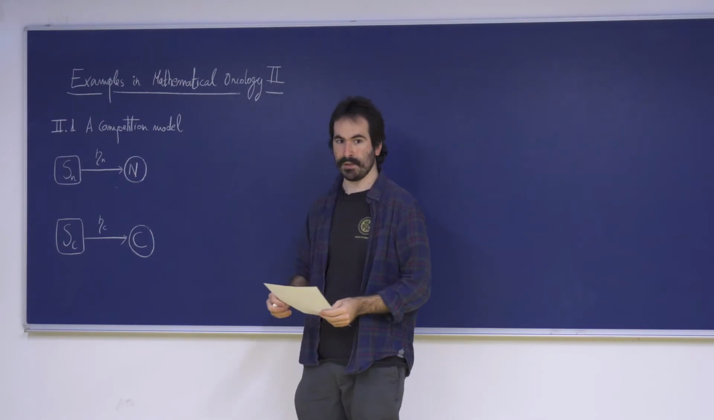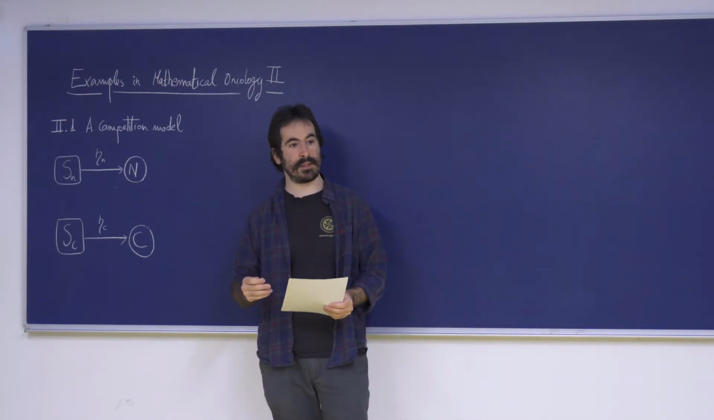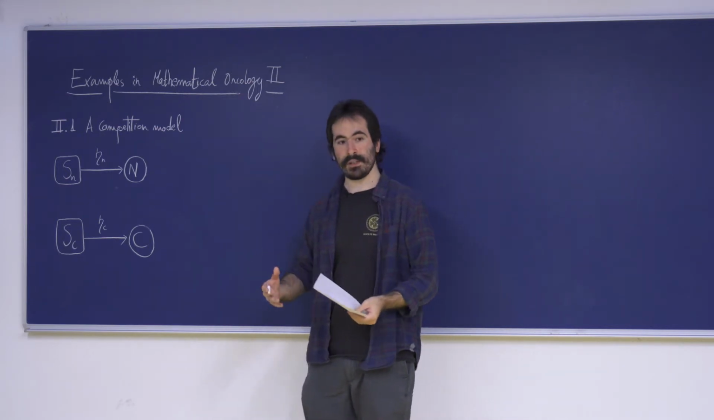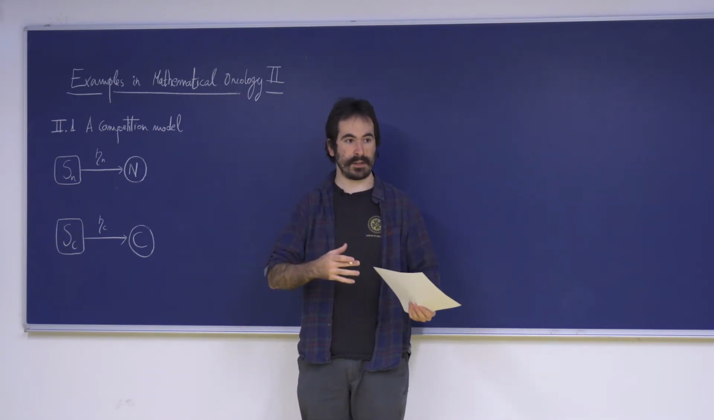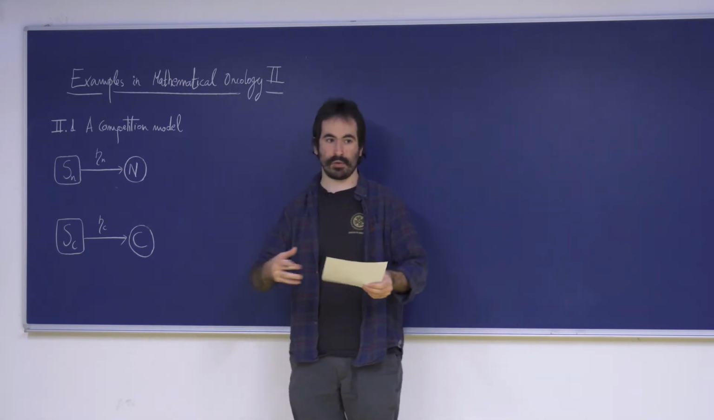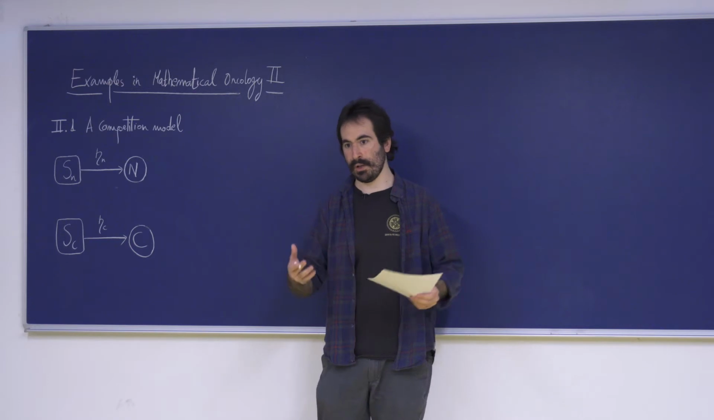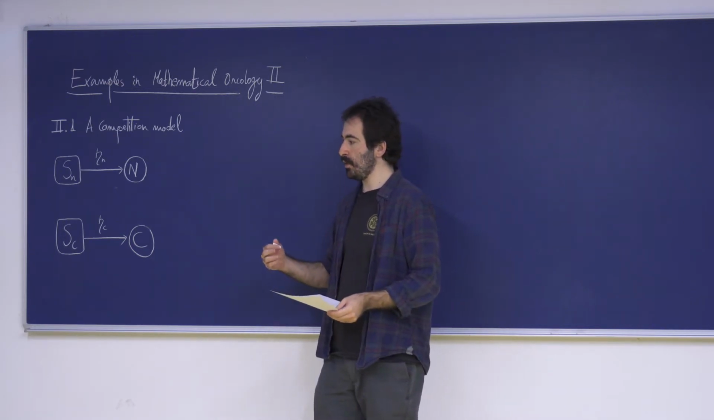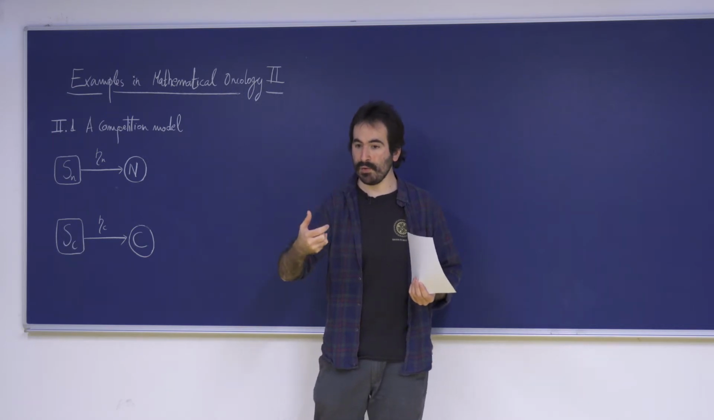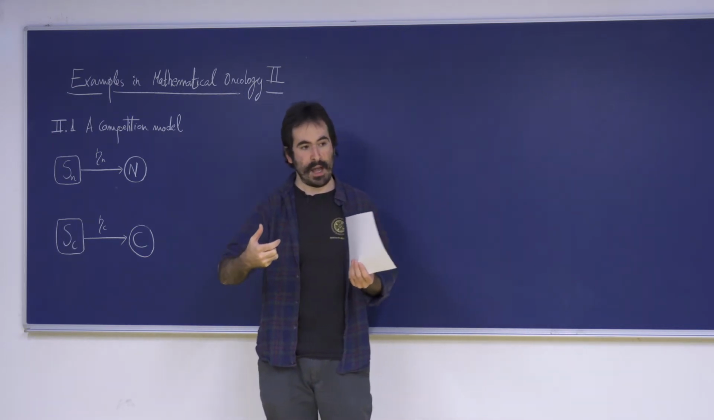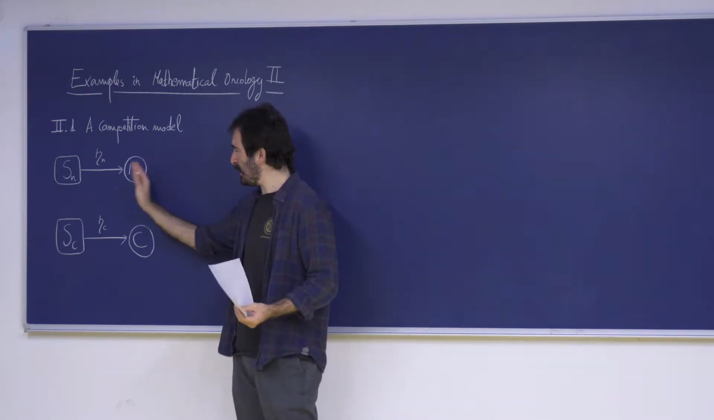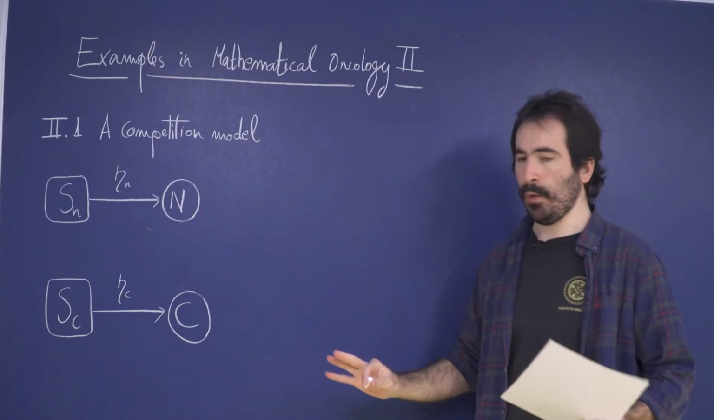Welcome to this next lecture on examples in mathematical oncology. Previously we have worked on some of these growth models for cancer cells, and now we're going to incorporate something that occurs quite often in these sorts of processes, which is a competition process between healthy tissue, namely normal cells, and cancer cells.